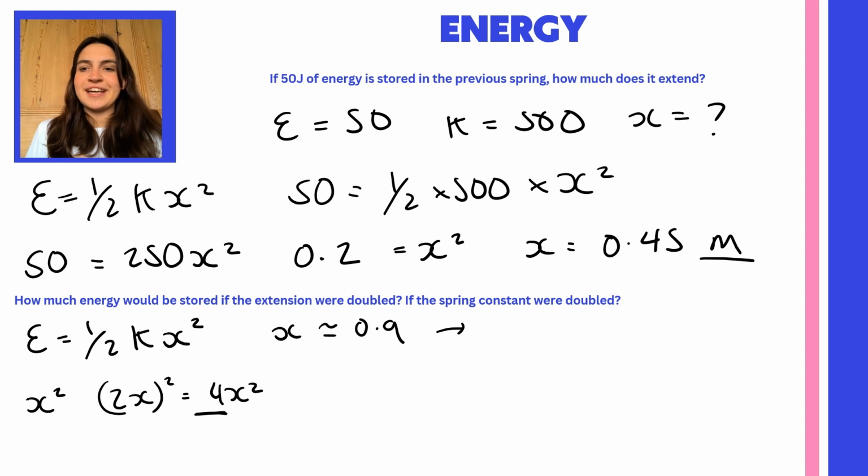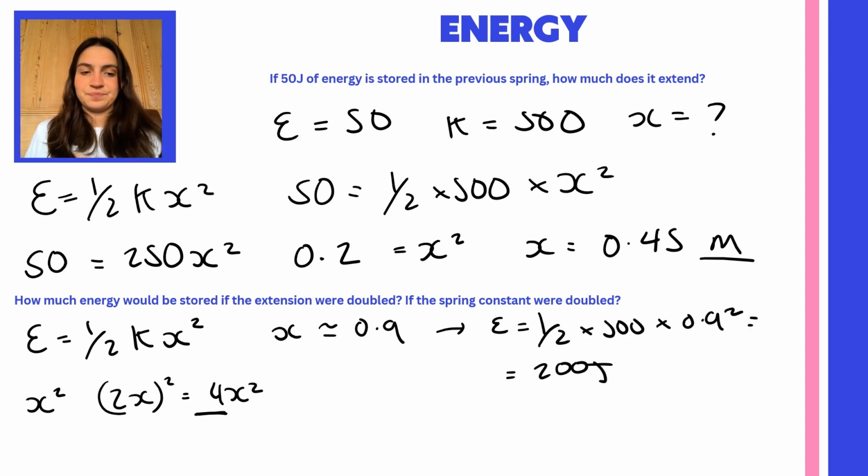So what I'm actually going to get is an extension of 0.9 if I double it. So I've got energy is half times 500 times 0.9 squared is 200 joules. But hopefully you can see there that the amount of energy has quadrupled, and that's because of this x squared relationship of my extension. Now, what about my spring constant?